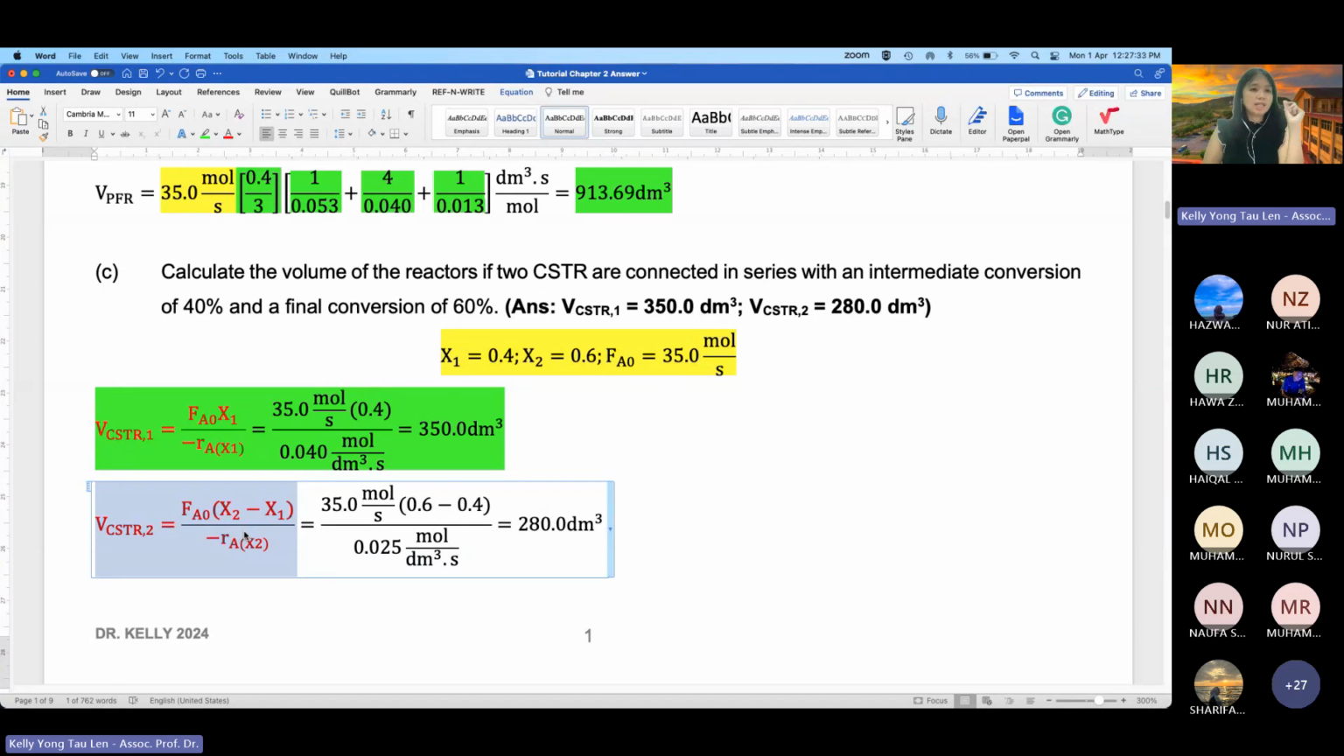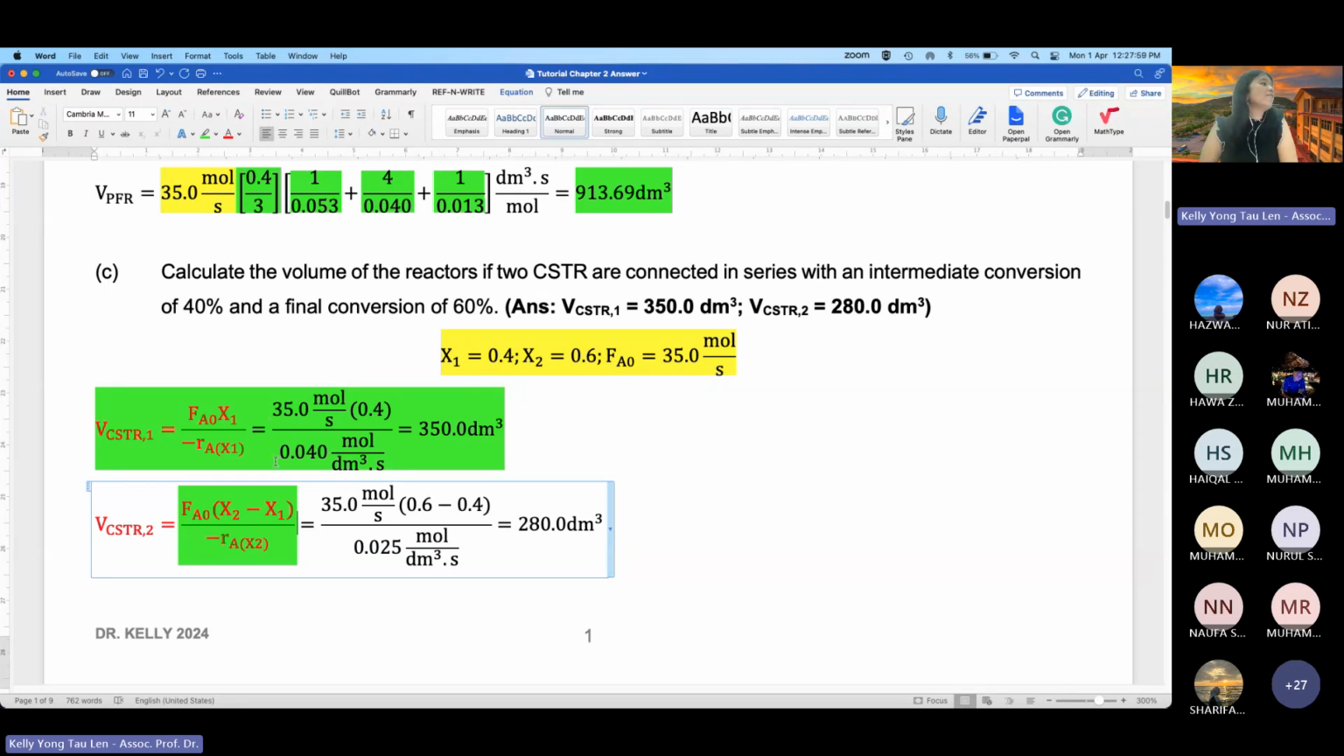So for the second reactor, the volume is equal to FA0 times, in brackets, X2 minus X1, per minus rA at my X2. So just remember, for the first reactor volume, the minus rA is at X1. For the second reactor volume, the minus rA is at X2. Okay, so you remember that, then you are fine.